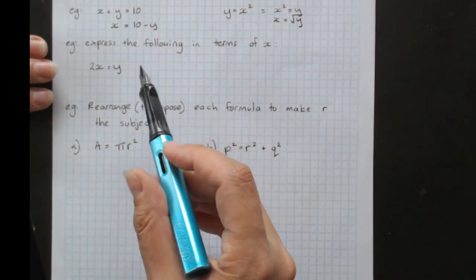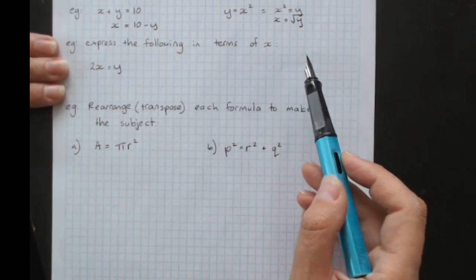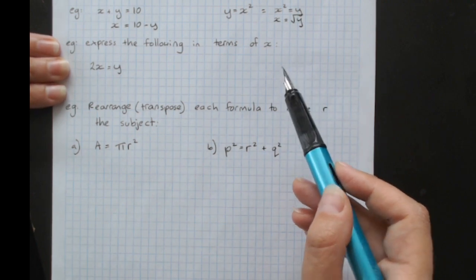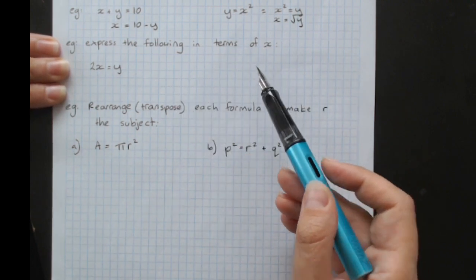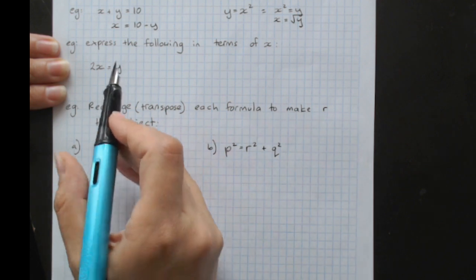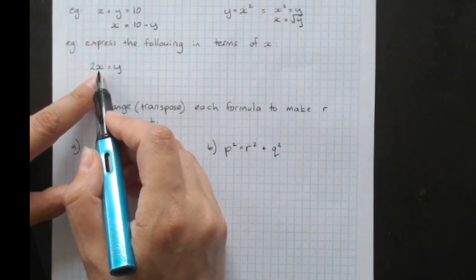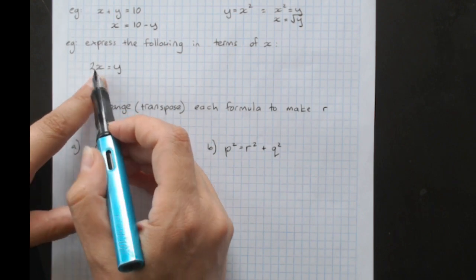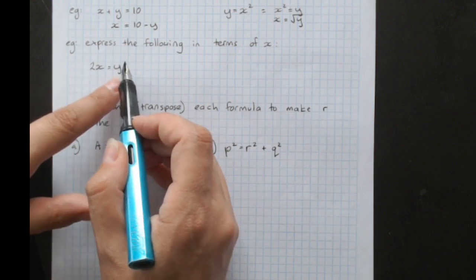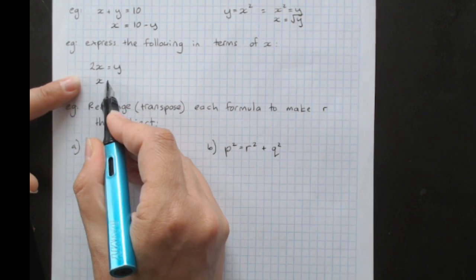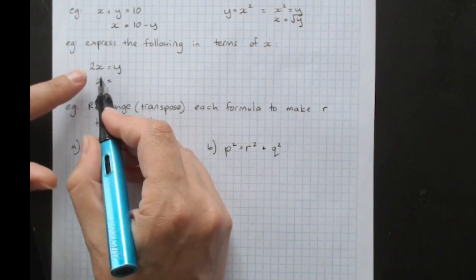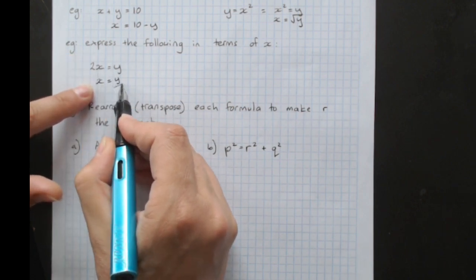So they might ask us to express in terms of x. They might ask you to make x the subject. There's a lot of different possibilities. 2x equals y. We want to get x on its own by reversing what was done to it. We had x, we multiplied by 2 and got y. So we divide by 2 on both sides to get back to x is y divided by 2.